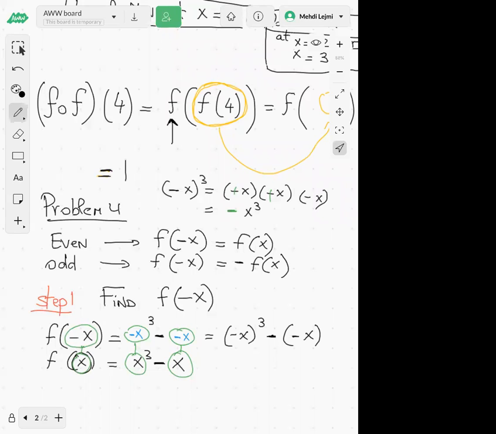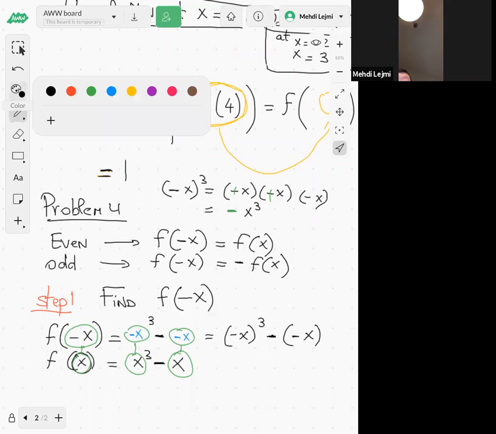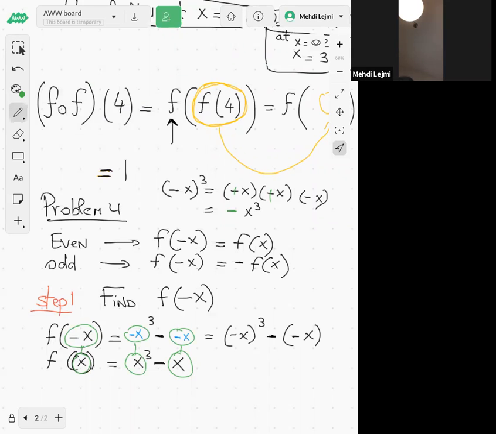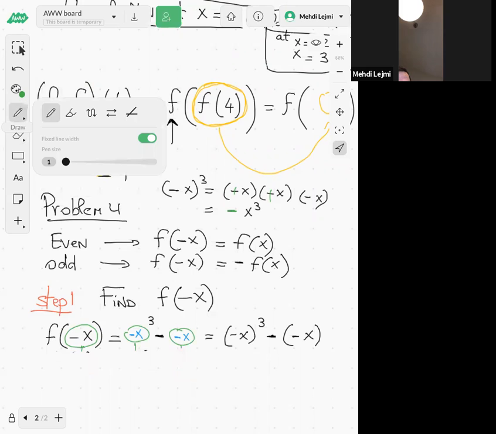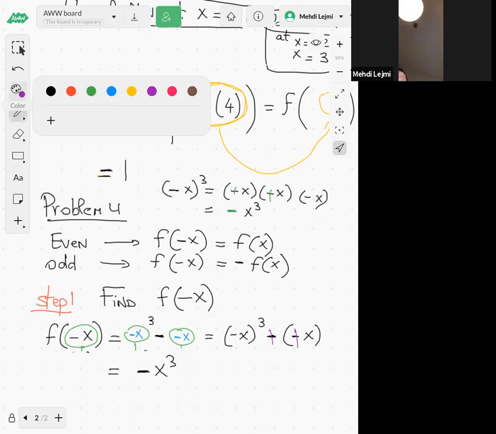That would be odd. Well, we are not done yet, because I didn't finish with the f of minus x. So that would be minus x cubed. And then there's this minus minus x, right? This minus minus would be a plus. So it's minus x cubed plus x.